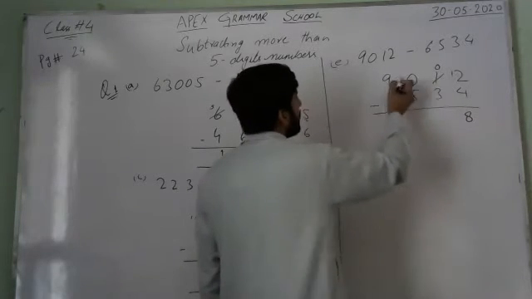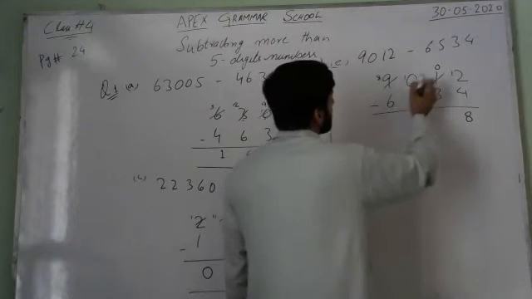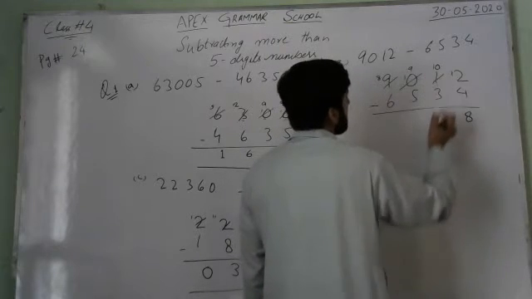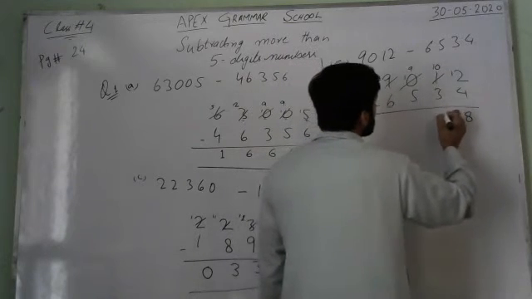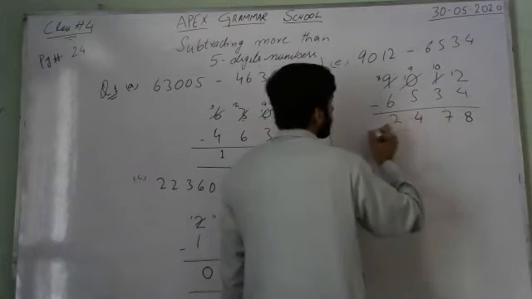12 minus 4 is 8. Now this is 0. We will take carry from this 9, it becomes 8 and 0 becomes 10. Now it becomes 9 and 0 becomes 10. 10 minus 3 is 7. 9 minus 5 is 4. 8 minus 6 is 2.